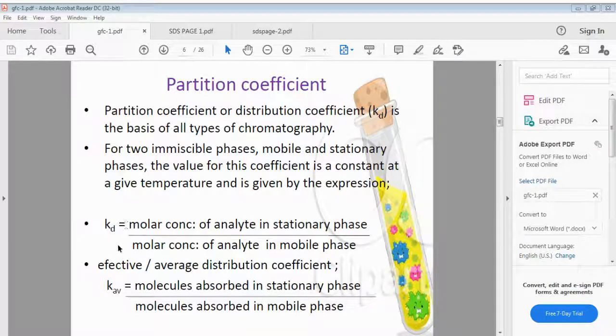So what is the distribution coefficient? Hope you have understood. It is the concentration of sample A or B or C in the stationary phase divided by the concentration of the same sample in the mobile phase. If it is 1 or more than 1, then the sample is present more in the stationary phase, the numerator. If it is present more in the mobile phase, then the Kd value will be lesser than 1. So the distribution coefficient is the molecules absorbed in the stationary phase divided by the molecules absorbed in the mobile phase.